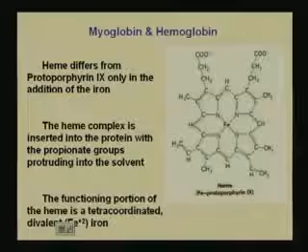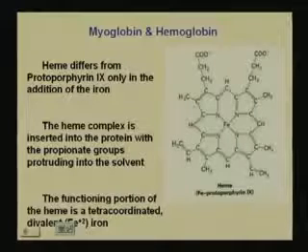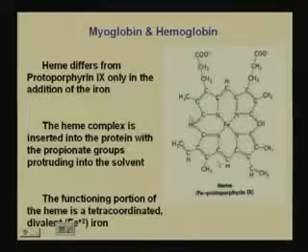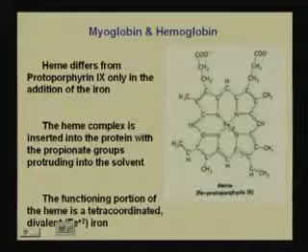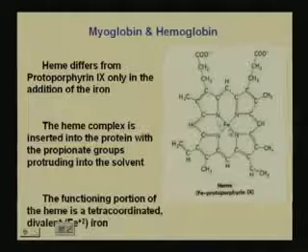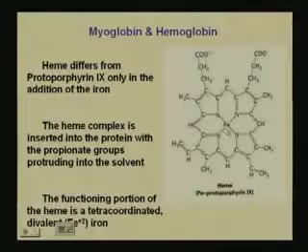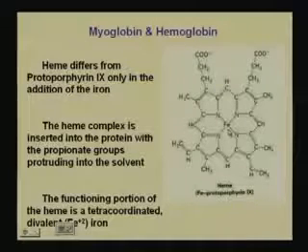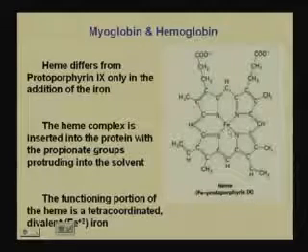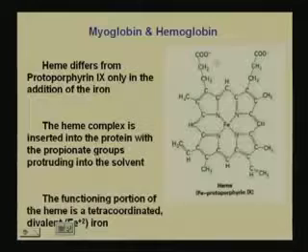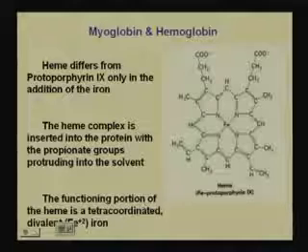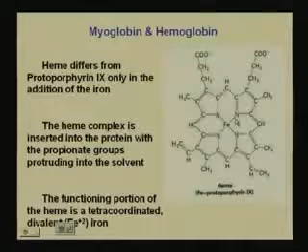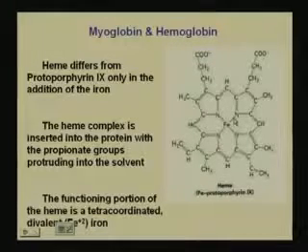So this is our protoporphyrin structure that we saw in the previous slide, and the heme differs from protoporphyrin 9 only in the coordination or the addition of the iron atom here. Okay, and the heme complex is inserted into the protein with the propionate groups, that are these groups, protruding into the solvent, and the functioning portion of the heme is this tetra-coordinated divalent Fe2+ iron.